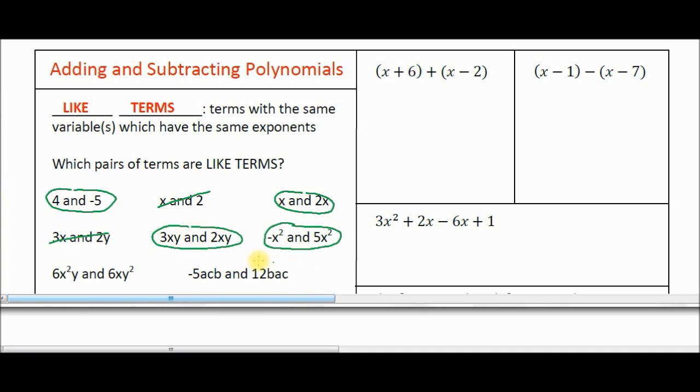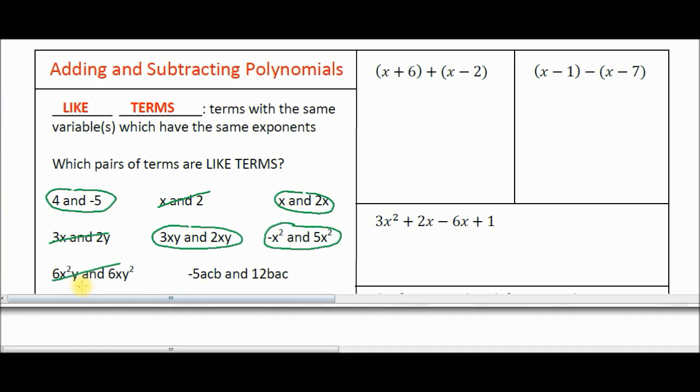Last two, take a look at this one. What about 6x squared y and 6xy squared? Well, even though they have the same coefficient, that doesn't matter. It's not going to affect our decision. This first term has an x to the second power, and this second term has x to the first power. We can stop right there. It has the same variable, but they don't have the same exponents. So automatically those are not like terms.